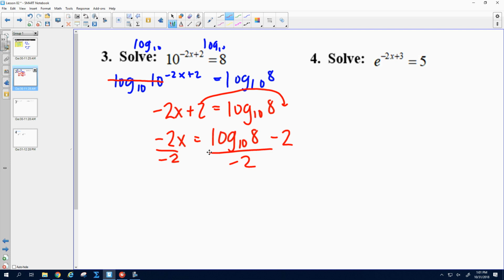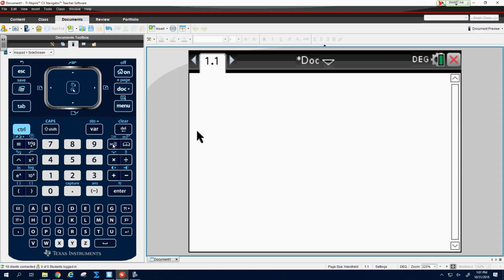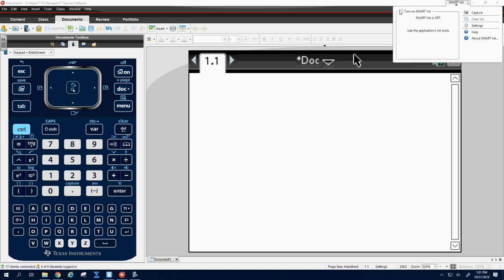Now, you guys all need to practice plugging this into your calculator, because you will make an error with parentheses if you're not careful, or you might, hopefully you don't. So let's plug this in. And if you don't have one, go grab one of mine. So the log function right here. Oh, hold on. Still in Smart Ink.